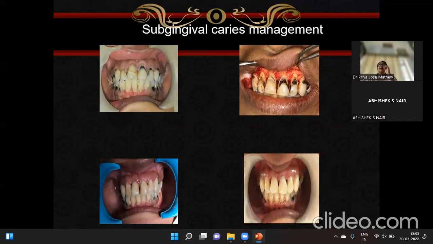Now, this is again another case in which there is subgingival caries. You can see there is subgingival caries that is extended.